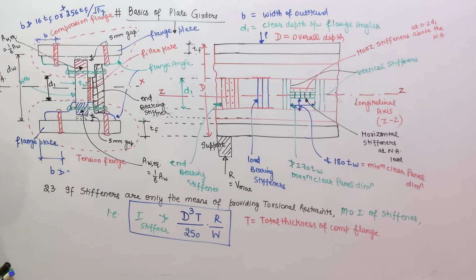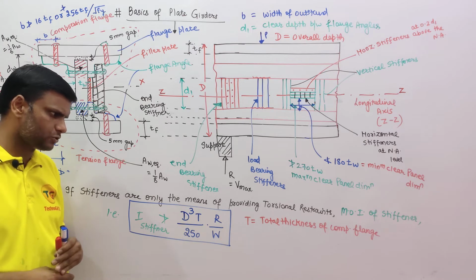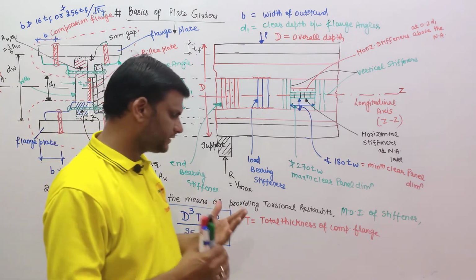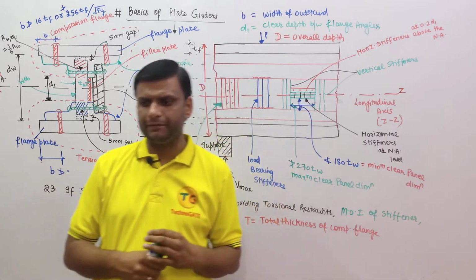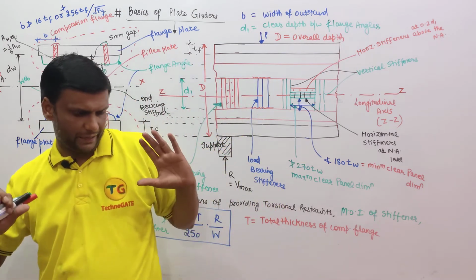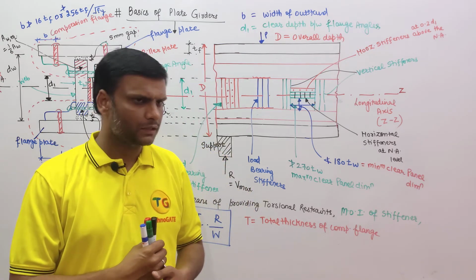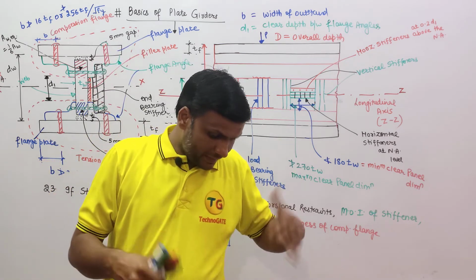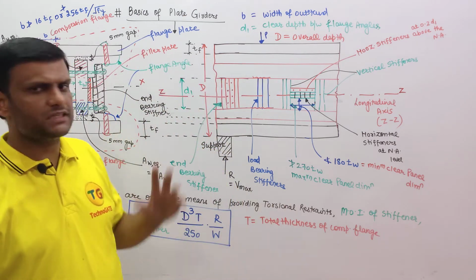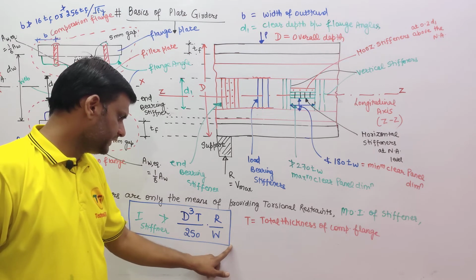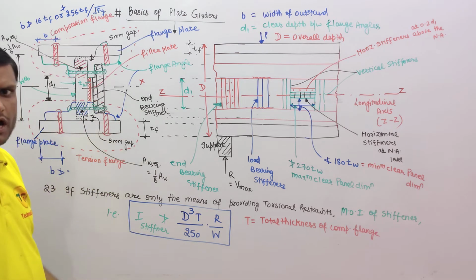Okay. If the stiffeners are the only means of providing the torsional restraints, meaning torsional restraints are not provided by the flange cleat or the web cleat, or the beam can be casted into a wall, the girder can be casted into an external wall, then the moment of inertia shall not be more than this value, d cube t divided by 250 into R by W.